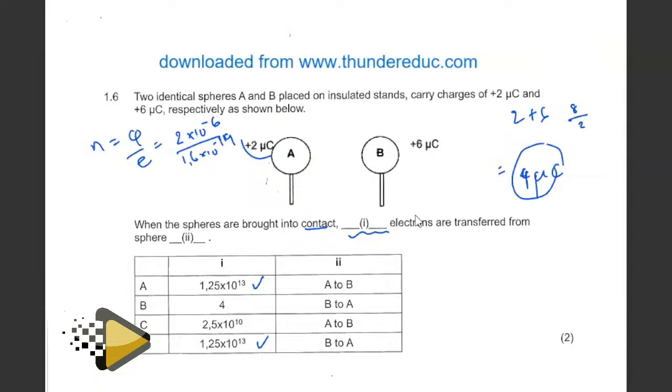Okay, so in this case, this positive 6 is more positive than the positive 2, which means the electrons will be transferring from A up to B, so that they lower this positivity to just a 4. So I'll go with A.